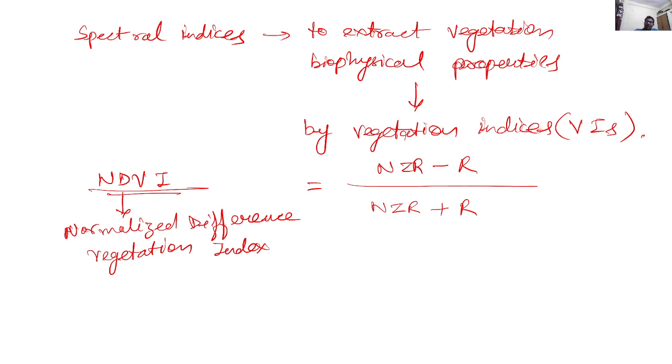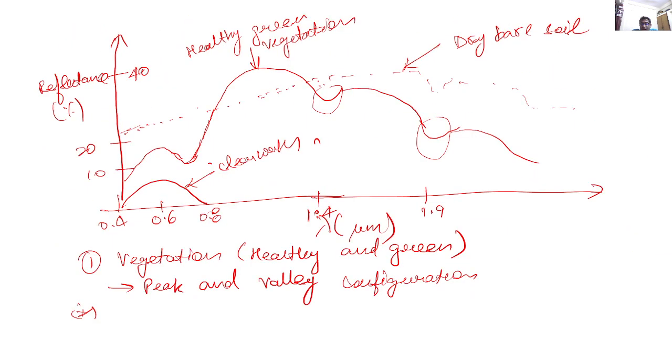Now, can you tell me, if we are finding the NDVI for a pixel of healthy green vegetation, what may be the probable value of NDVI? Will it be positive or will it be negative? NDVI is NIR minus R by NIR plus R. So, looking at this spectral reflectance curve, what can you conclude? Can anyone try?